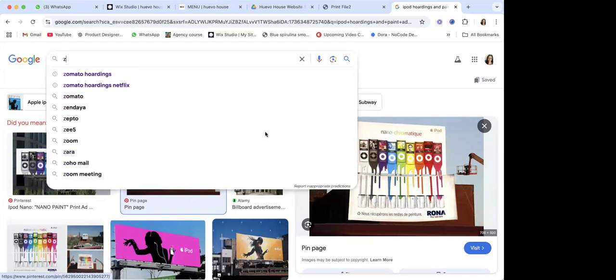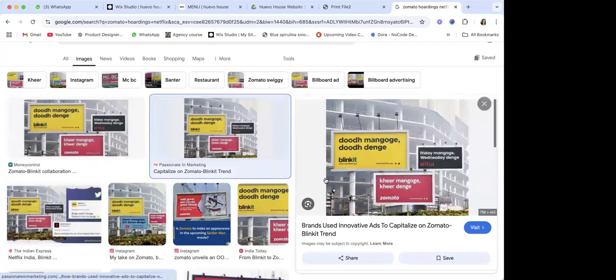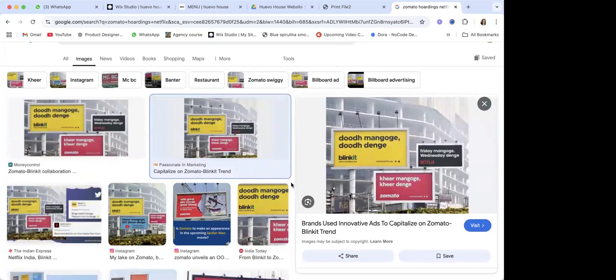Then we also have the Zomato, Netflix hoardings. You might have seen them, maybe in memes, or in cities like Noida. These hoardings were really popular, and actually it is very eye-catching. Let's say Blinkit is coming and saying "doodh mangoge doodh denge", then in that particular area only, Zomato is coming and saying with the same monologue, "kheer mangoge kheer denge". Then Netflix is saying "Friday mangoge Wednesday denge".